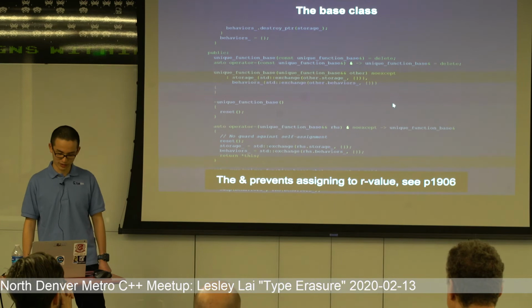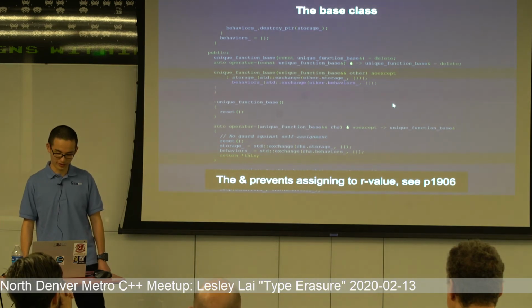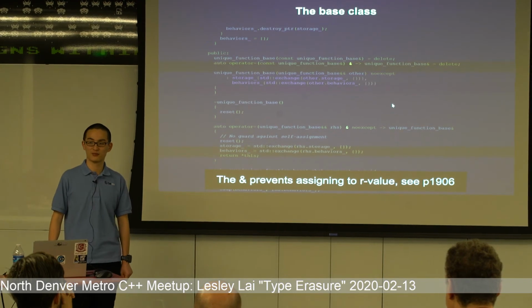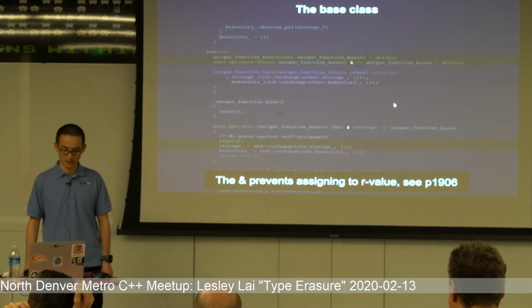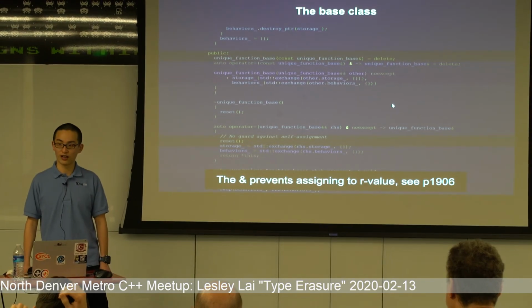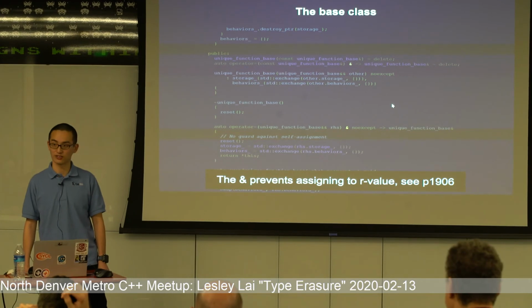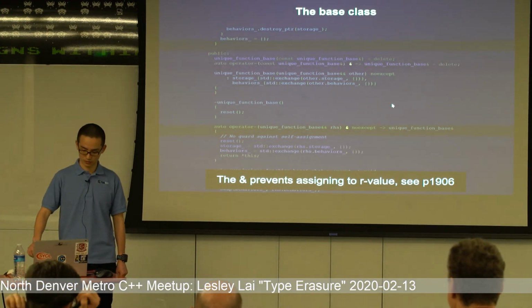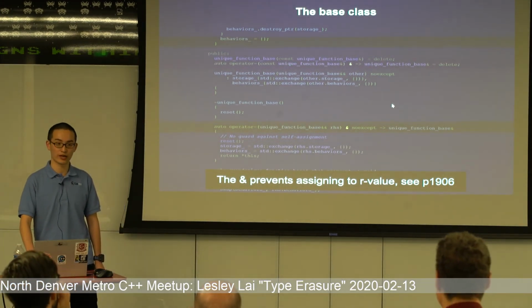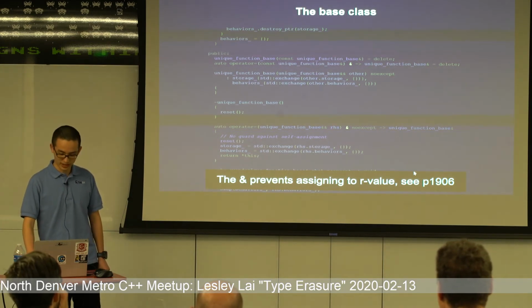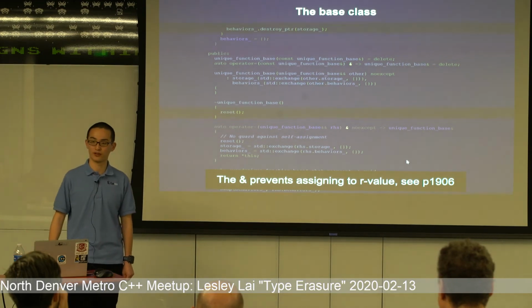Also, there's an ampersand in move and copy assignment. The idea is this is not normal, but we should not allow any assignment to an rvalue reference, or just to any rvalue. That's why we add this ampersand. And there's a paper proposed to make this the default behavior.